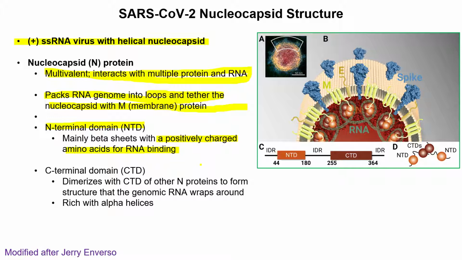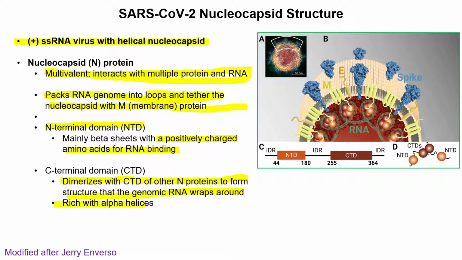That's a very important question that you can take here. And the C-terminal domain is the dimerization domain to form the structure that the genome wraps around. This is mainly alpha helix. So you can easily see right here, this is your N-terminal domain. This contains positively charged amino acids and binds the RNA. This is the C-terminal domain.